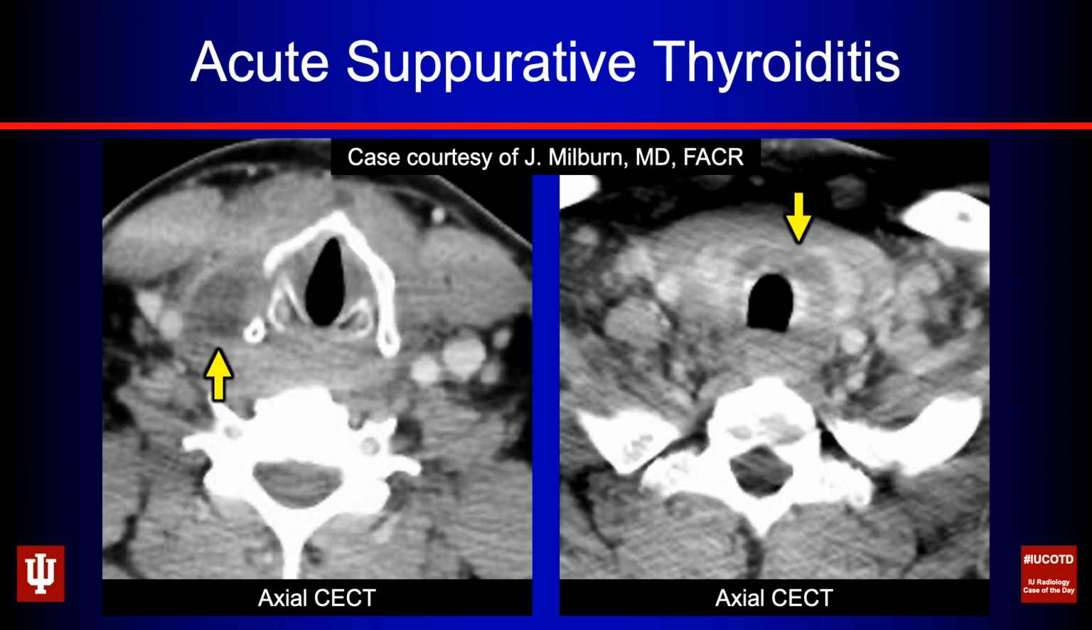Diabetics, immunocompromised patients, patients with direct penetrating trauma certainly can get acute suppurative thyroiditis without having the underlying predisposing congenital lesion to set them up for it.